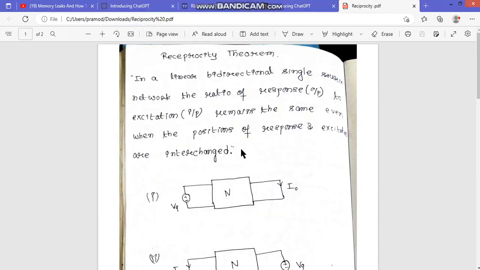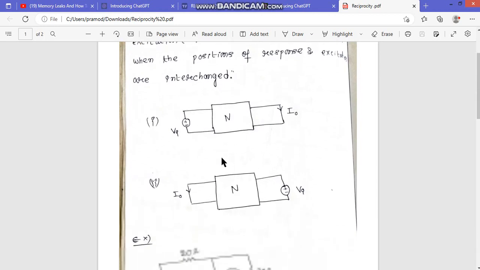Hi all, today we will discuss the reciprocity theorem. It states that in a linear bilateral single source network, the ratio of response, that is the output, to the excitation, that is the input, remains the same even when the positions of response and excitation are interchanged.